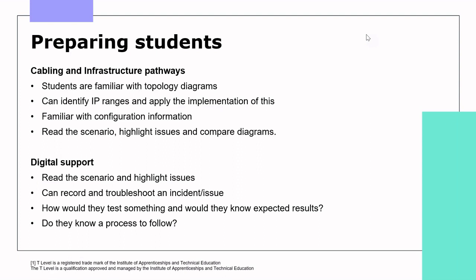And are students familiar with configuration information? So again, they might get configurations for the network. So in addition to the topology, working from that, can they then match up to the topology, match it up with the scenario, and then see how things jump out? For example, something not configured correctly or something having the wrong IP address between the three of them.